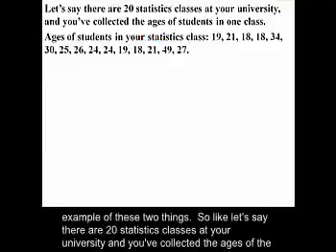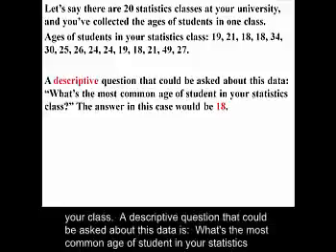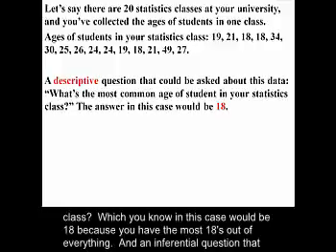So let's say there are 20 statistics classes at your university, and you've collected the ages of the students in one class. And right below I have 15 ages that you have hypothetically collected from different people in your class. A descriptive question that could be asked about this data is, what's the most common age of student in your statistics class? Which, in this case would be 18 because you have the most 18s out of everything.